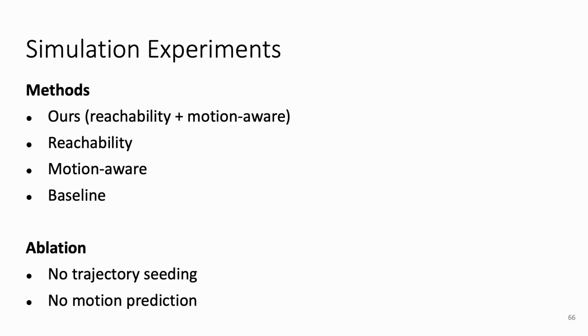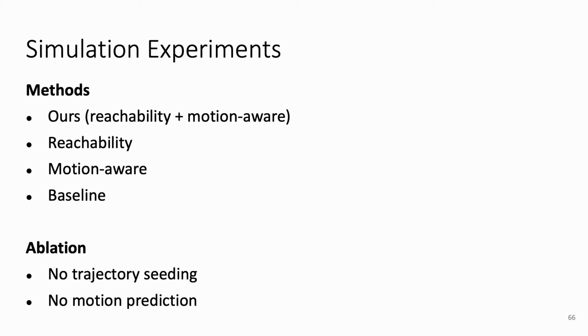Now let's talk about the simulation experiments of this project. We run simulation in the pipeline simulator on 4 different methods. Ours is the method that includes the top 5 grasps using both the reachability and motion-aware quality ranking functions.